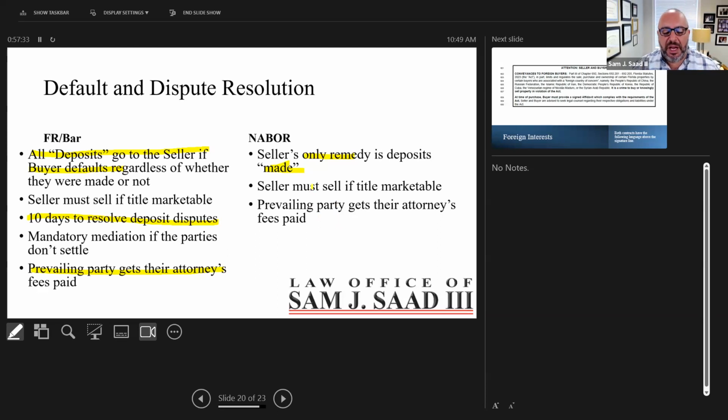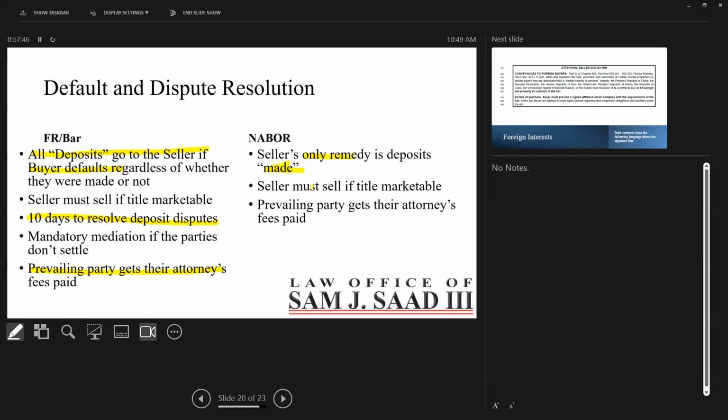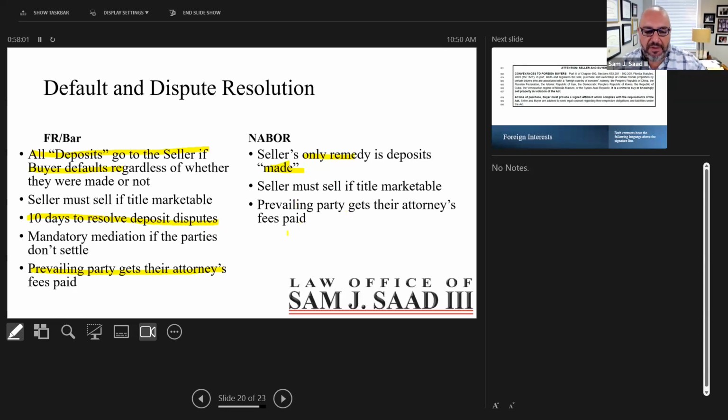Typically, 99.9% of the time, if the title is insurable under the Florida title standards, the title is marketable. There's a 300-page book out there called the Florida Title Standards that I have a copy of if you want to see it. But it basically defines when a title can be resold without having to resort to litigation.